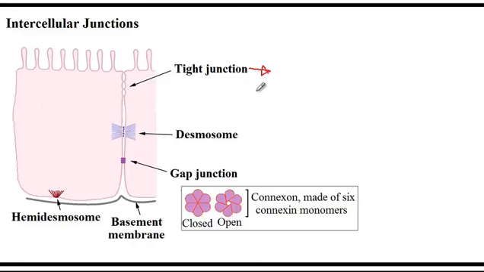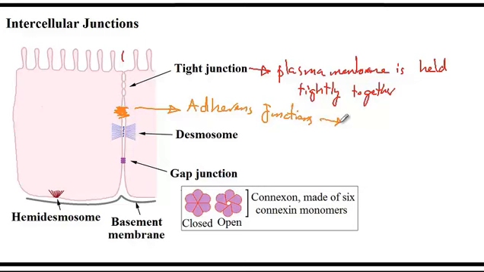The next structure that I have shown here is called adherens junctions. The other name for which is zonula adherens, and these are basically connections of actin filaments between the cytoskeletons of two adjacent cells. So this is connection of actin filaments between the cytoskeleton of two adjacent cells.